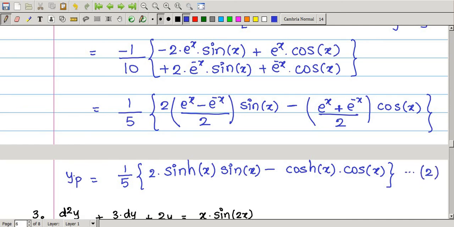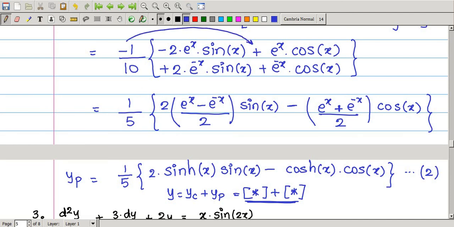So from 1 and 2, the required general solution will be complementary function plus particular integral. So please substitute these values here for yc as well as yp to get the required general solution. Since we have taken this negative sign here, both terms will be negative. So we take the minus sign as it is, and this is nothing but cos hyperbolic x. And this is your shortcut formula for sin hyperbolic x.